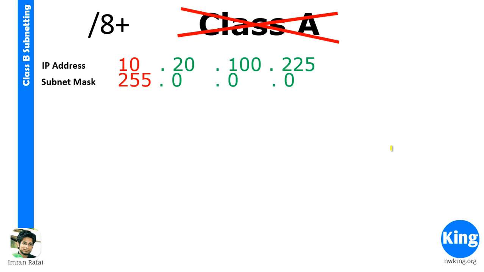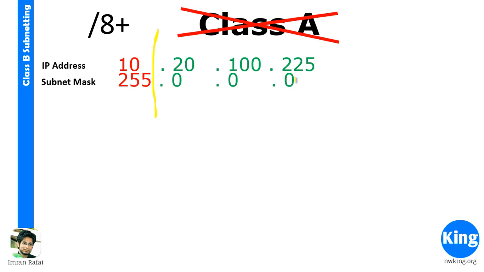Fantastic. Let's get into class A. Again, it's the same concept. All that changes is that here the host part spans 3 octets. In class C, the host part spanned only 1 octet. In class B, it spanned 2 octets. In class A, it spans 3 octets.